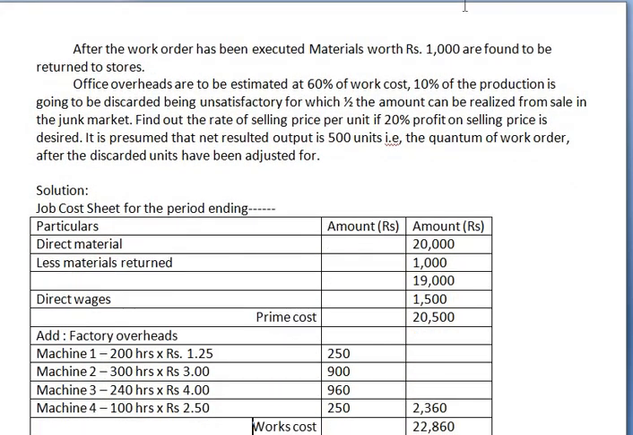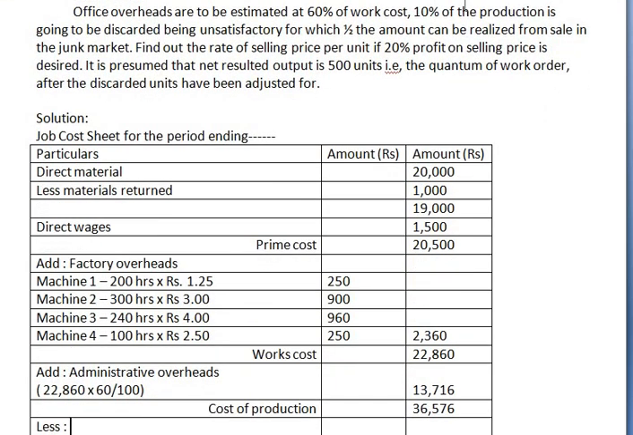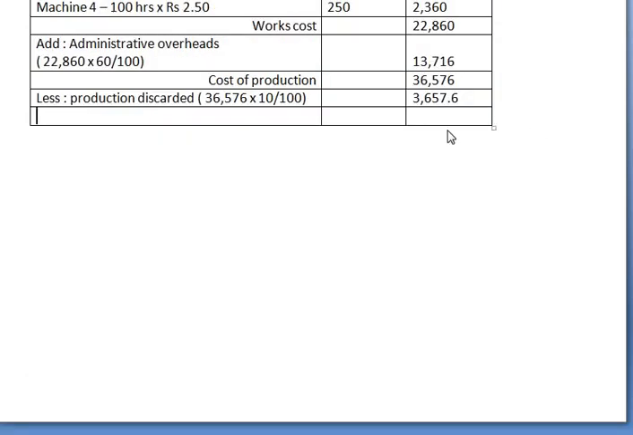10% of the production is going to be discarded. 10% they have told. So that is 36,576 into 10%, that will be 3,657.6. Now deduct this, that is 32,919.